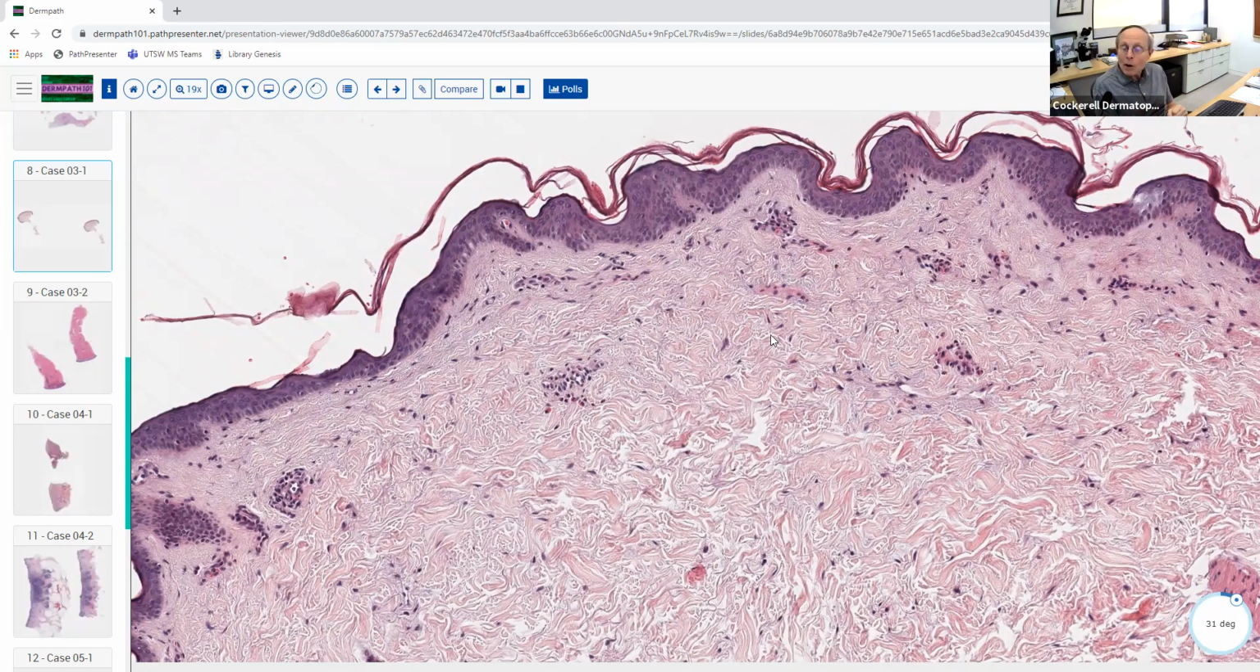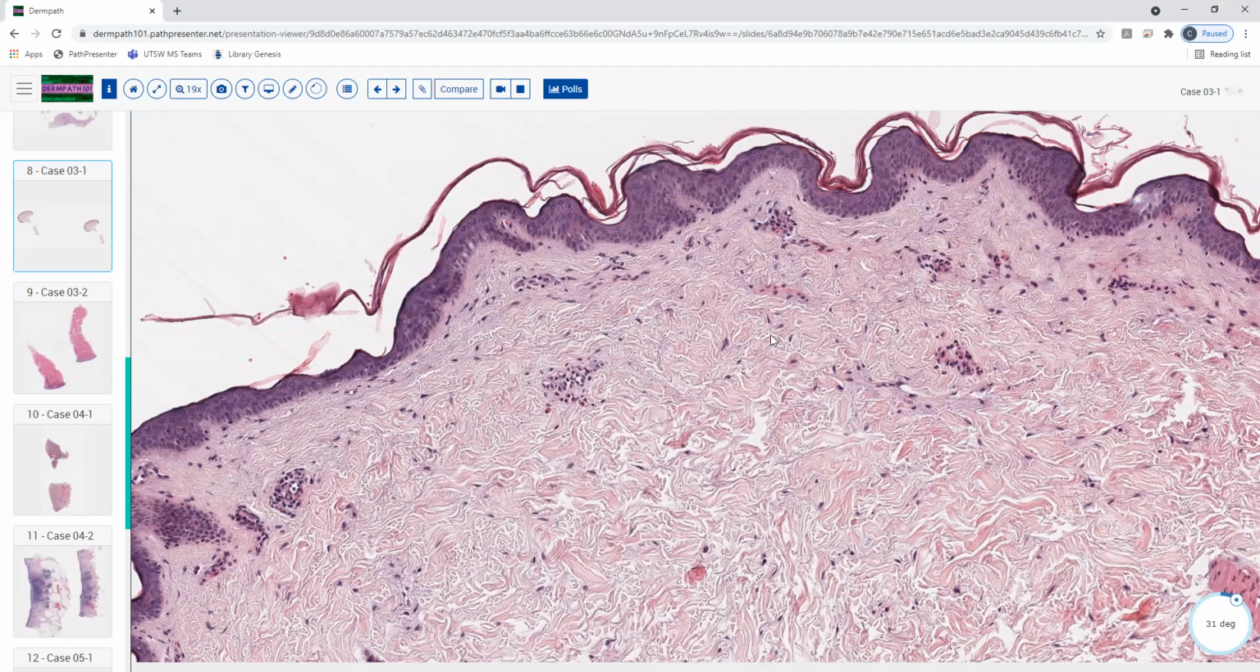So this is urticaria. Now, the reason that we get lots of biopsies for urticaria is because everybody's worried about urticarial vasculitis. There's no vasculitis here. There's no fibrin in any blood vessel walls. There's no thrombosis of any lumen. So this is not urticarial vasculitis.